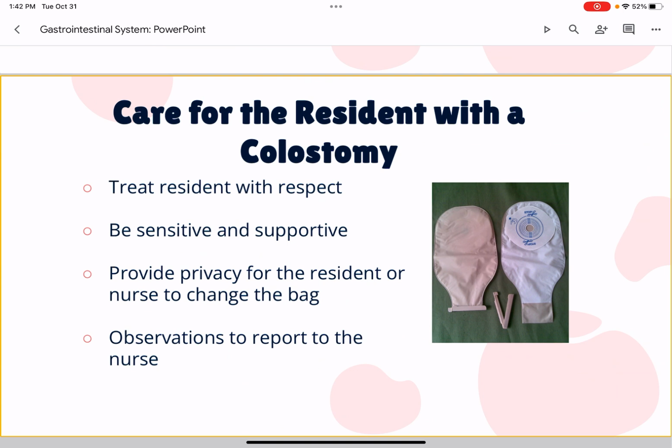When caring for a resident with a colostomy, it's important to treat the resident with respect, to be sensitive and supportive, to provide privacy for the resident or nurse to change the bag, and to report observations to the nurse. Some observations that might be reported to the nurse are the color and consistency of stool, unusual odor, blood, pus, or mucus in the bag, leaking around the seal of the bag, flatus accumulating in the ostomy bag, complaints of pain in the abdomen, and distended abdomen.